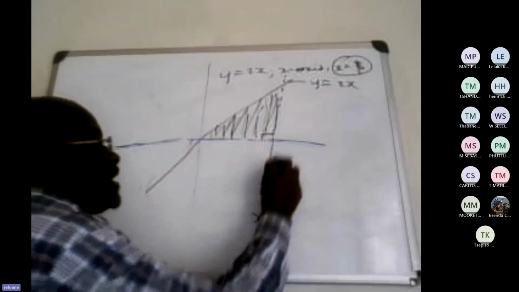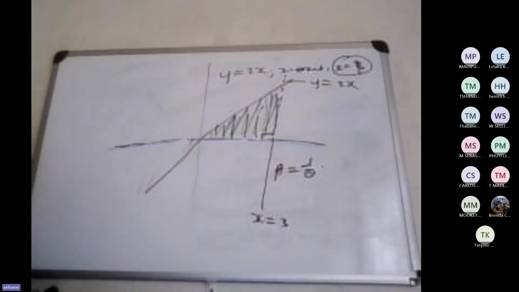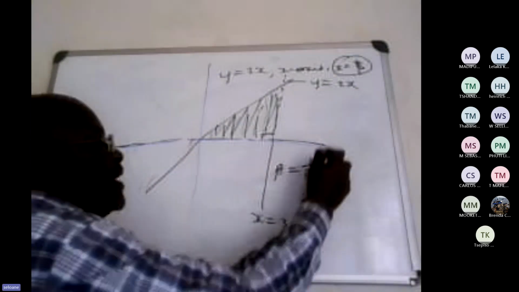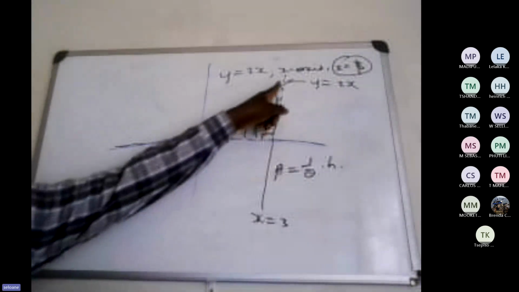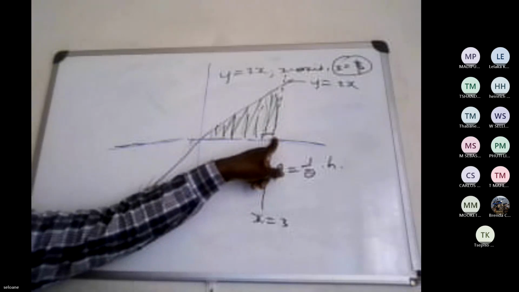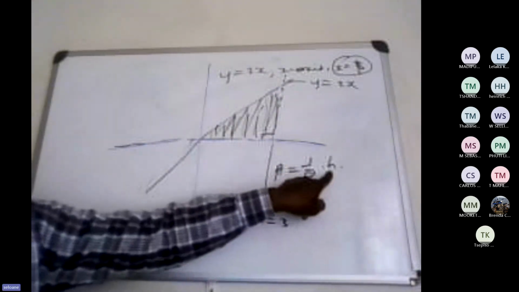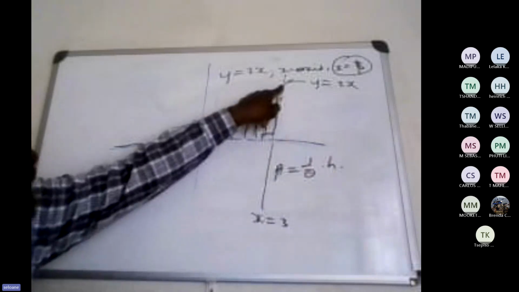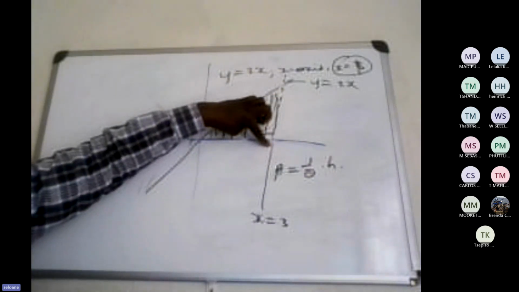Where one of them is how much now? It is half, if I remember well, multiplied by what? The perpendicular height, because it's a right-angled triangle. We don't have to construct anything because this is horizontal and this is vertical. Therefore, the height here will be the length from here to here.